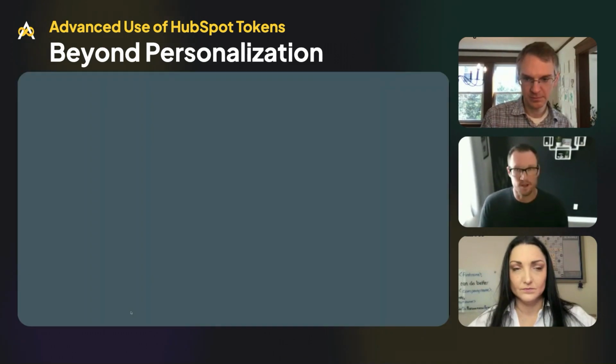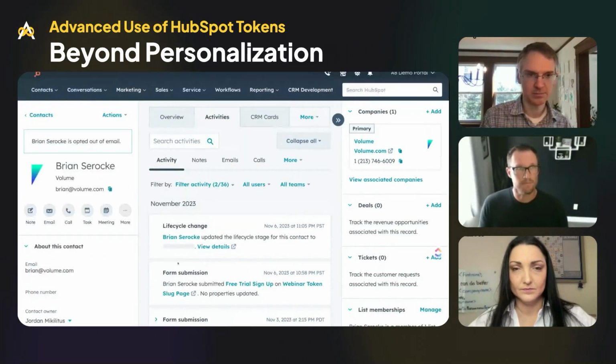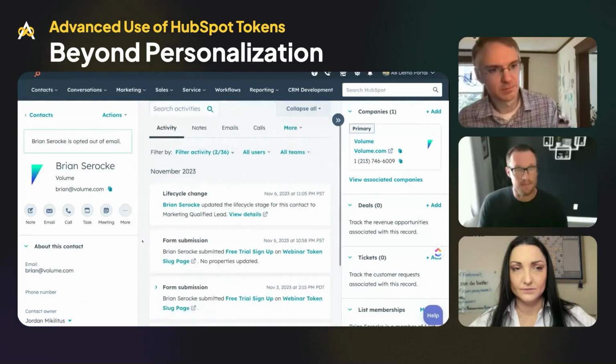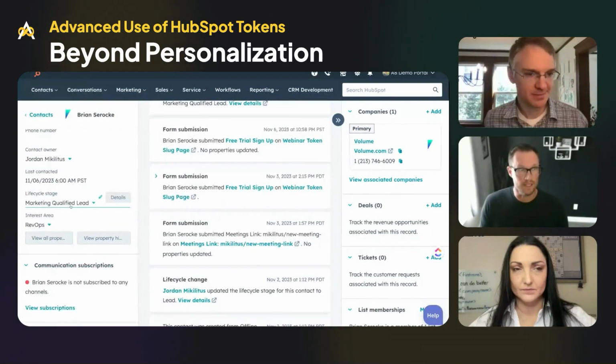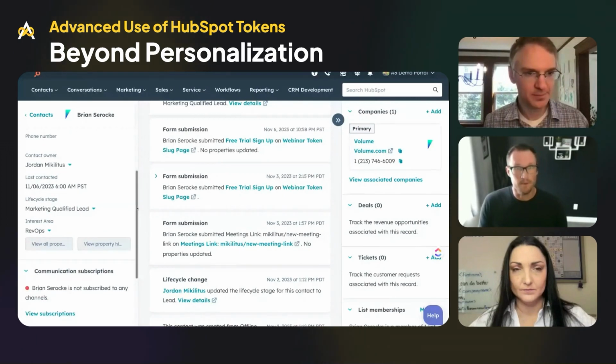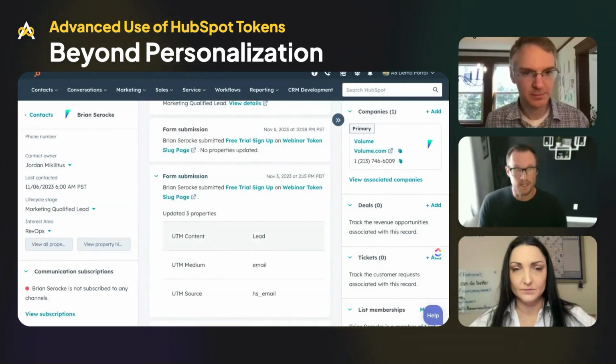So for example, this contact, Brian@volume.com, has submitted that free trial form. And you can see now that they are a marketing qualified lead after submitting that form. But you can see when they originally submitted it, that the UTM content that came through was lead.